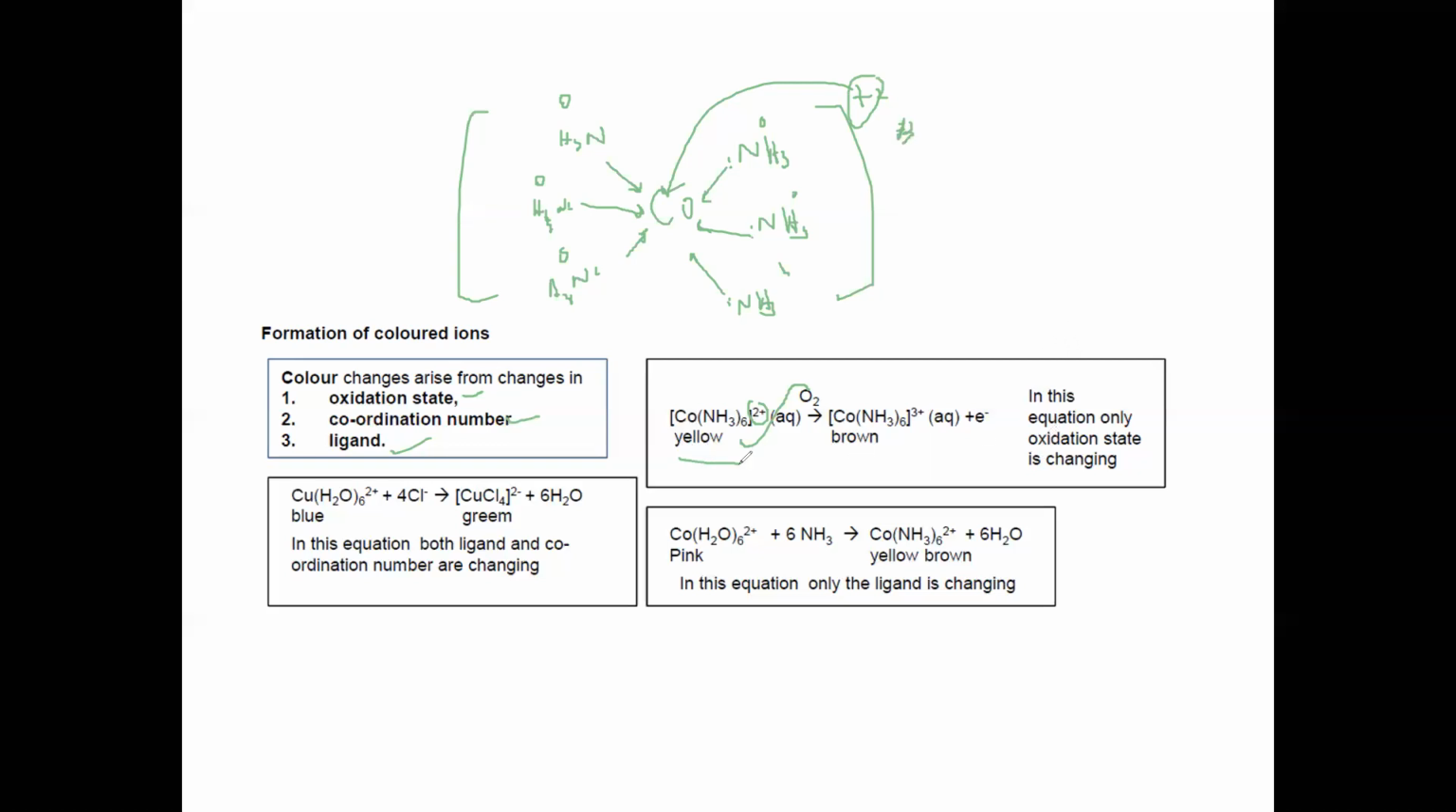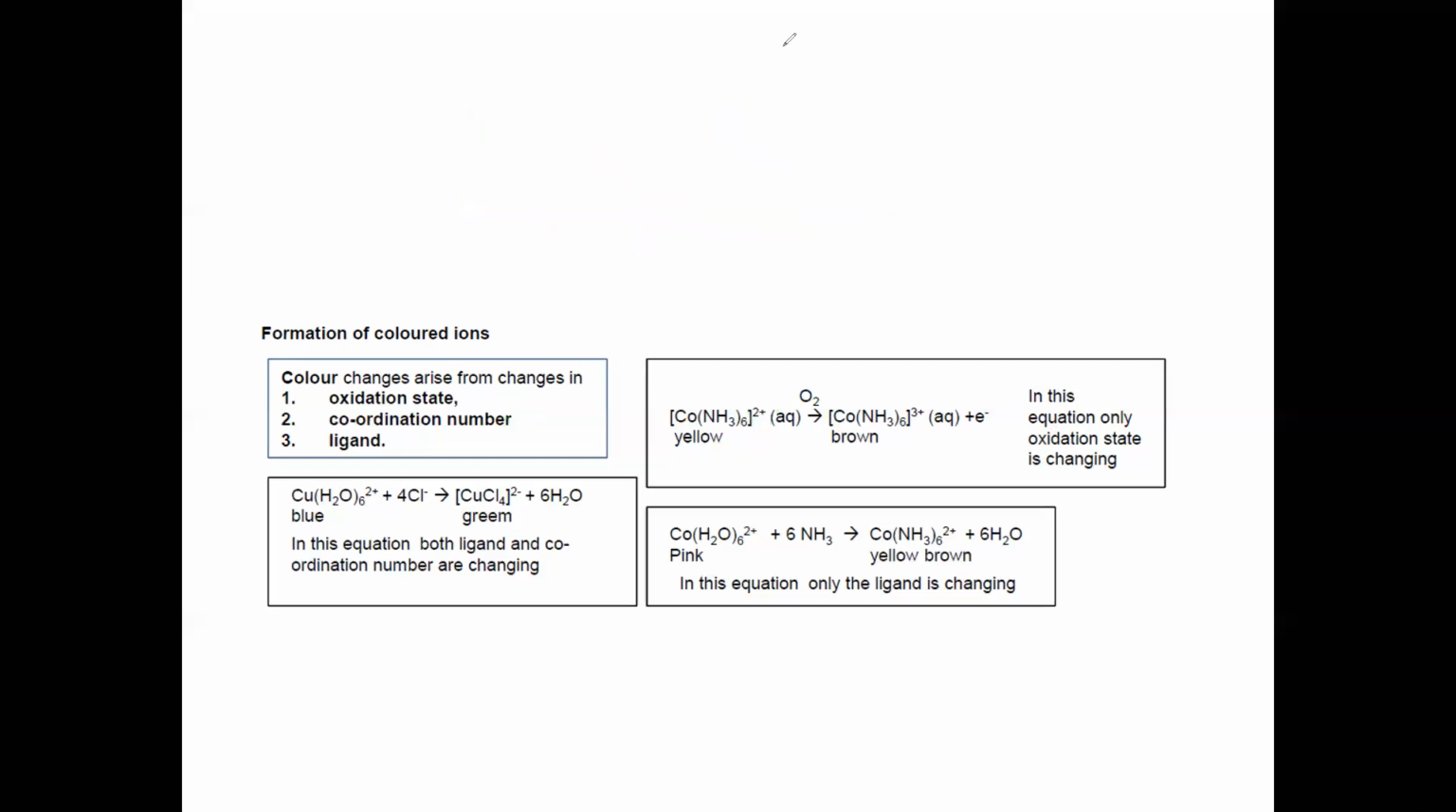So what happened? Cobalt with +2, when ammonia is attached as a ligand, is yellow in color. But when it's +3, it is brown in color. So we'll observe a color change here. Why do we observe a color change? Because there is a change in the oxidation number.